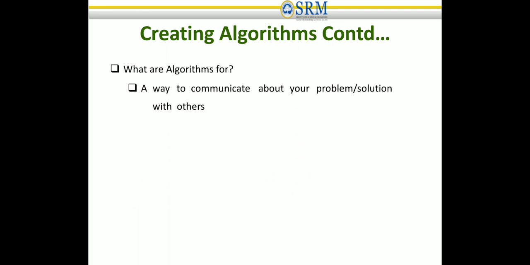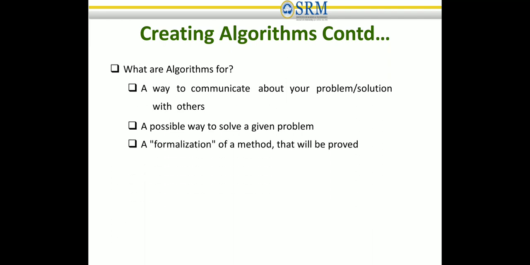What are algorithms for? A way to communicate about your problem solution with others. Whenever there is a given problem, we need steps to solve it, which is a way to communicate the solution, to attain the solution. It is the only possible way to solve a given problem.